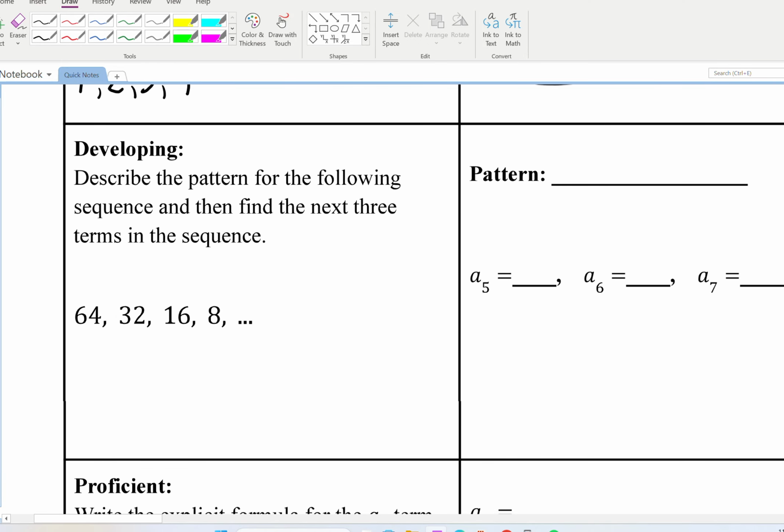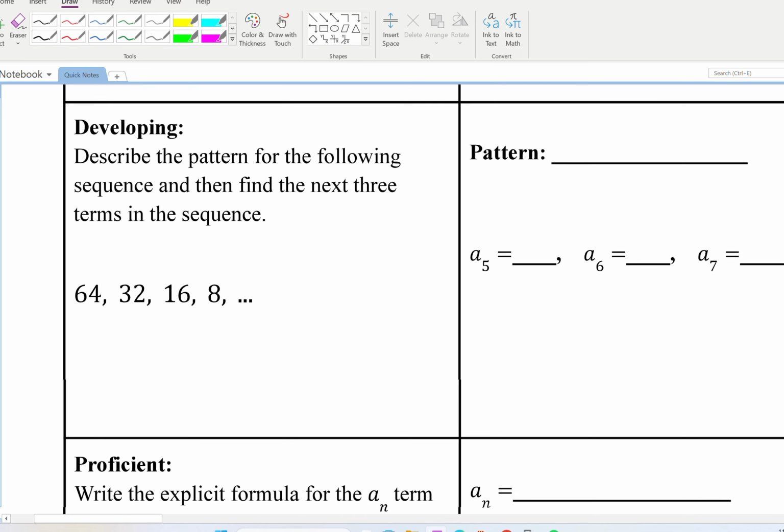So here, describe the pattern for the following sequence and then find the next 3 terms in the sequence. Now here, you could say that maybe we would subtract 32. But if you subtract 32 here, it would give you 0, not 16. So it's not arithmetic.